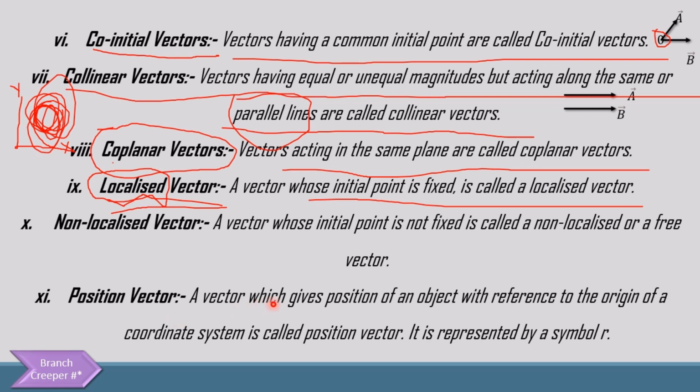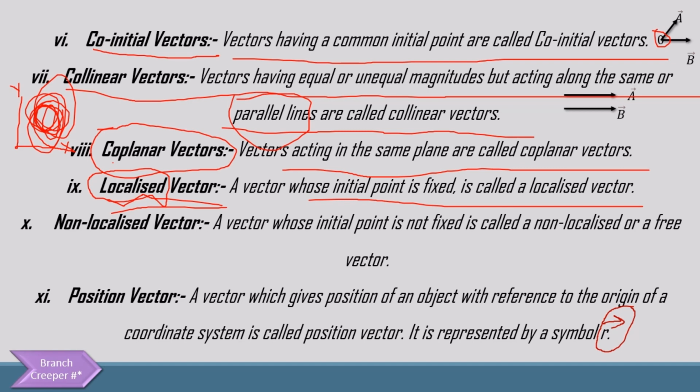Now position vector. A vector which gives the position of an object with reference to the origin of a coordinate system is called a position vector. It is represented by the symbol r, and we forgot one thing: it should be represented by r vector, and for vectors we use this notation or a bold letter. We study it by pronouncing r vector.